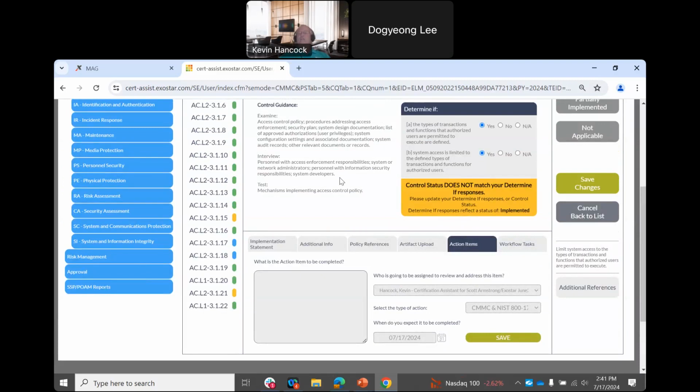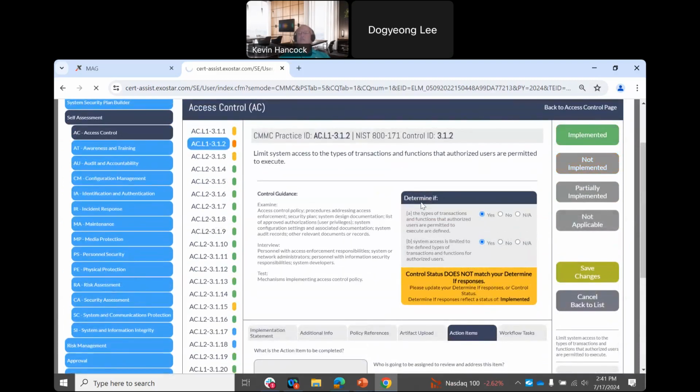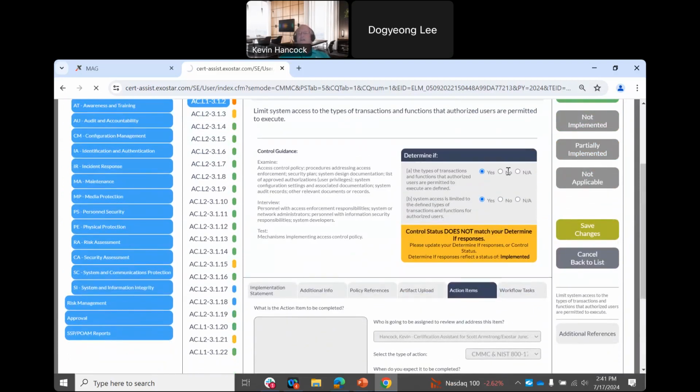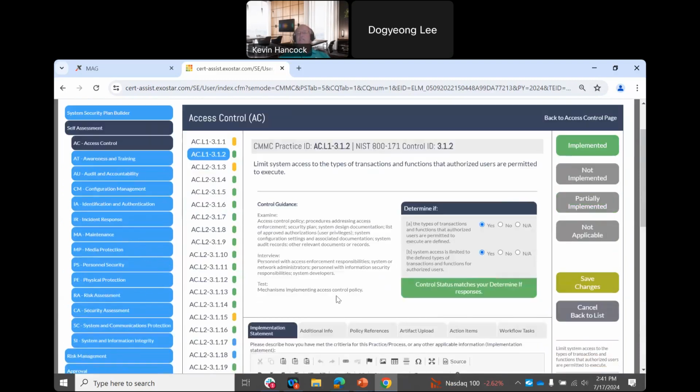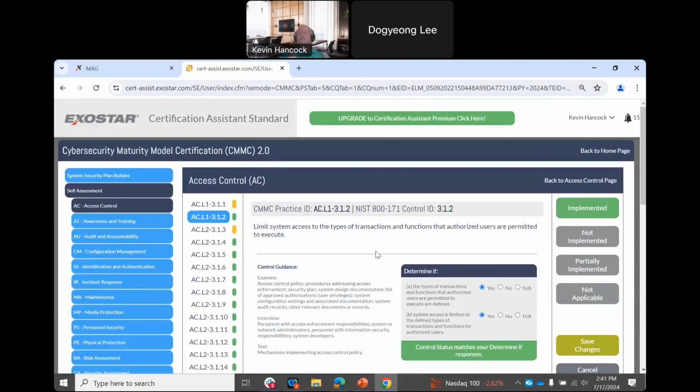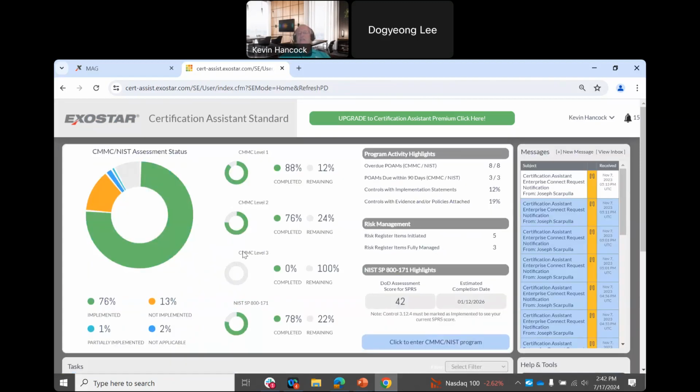Now, I'm going to cheat a little bit and say, look, I've actually implemented this control. I've got my determine ifs done. I've got all my supporting evidence. I've got my artifacts, etc. I'm going to save those changes. And now when I implement this particular control, that's going to update my SPRS score out in the front because now I've implemented a particular control. And I can go out and see that now my SPRS score, right, because this is doing that automatically, I was at 37. Now I'm at 42 because that was one of those 5-point controls.